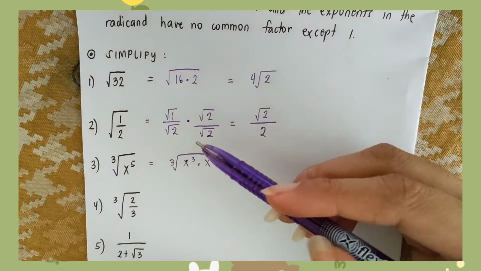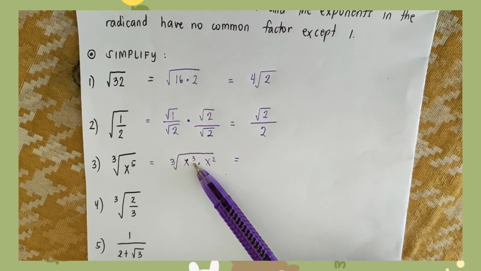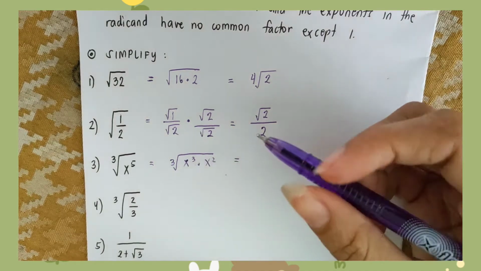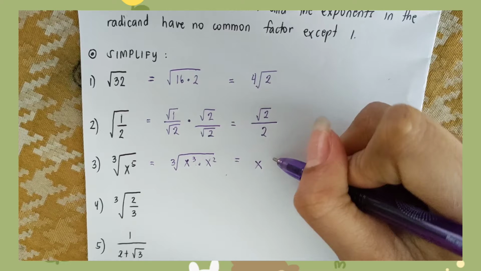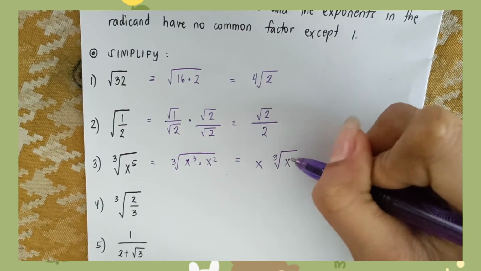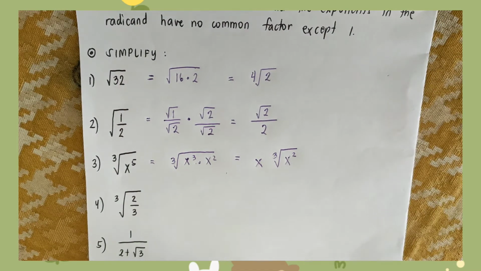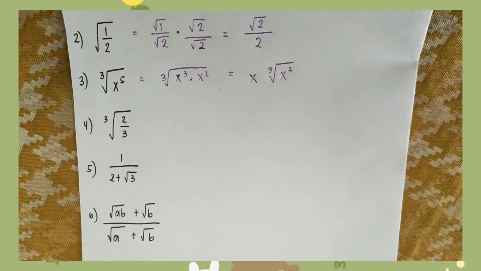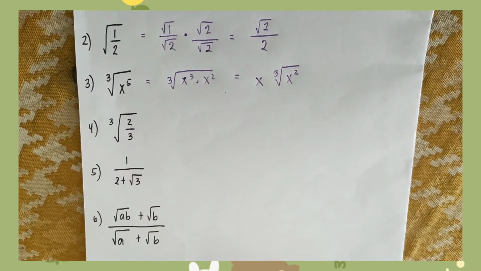Next, cube root and then x cubed, that will be cancelled. So bring out x, and then what's left is only the cube root of x squared. Next, number 4. Cube root of 2/3.